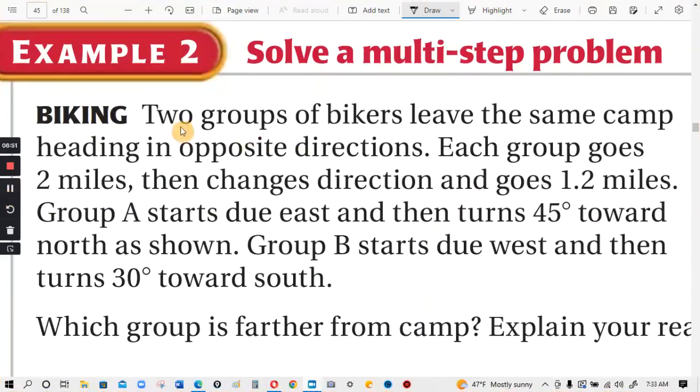Example 2: two groups of bikers leave the same camp heading in opposite directions. Each group goes 2 miles and then changes direction and goes 1.2 miles. Group A starts due east and then turns 45 degrees towards north. Group B starts due west and then turns 30 degrees south. Which group is farther from camp? All right, let's see the diagram.